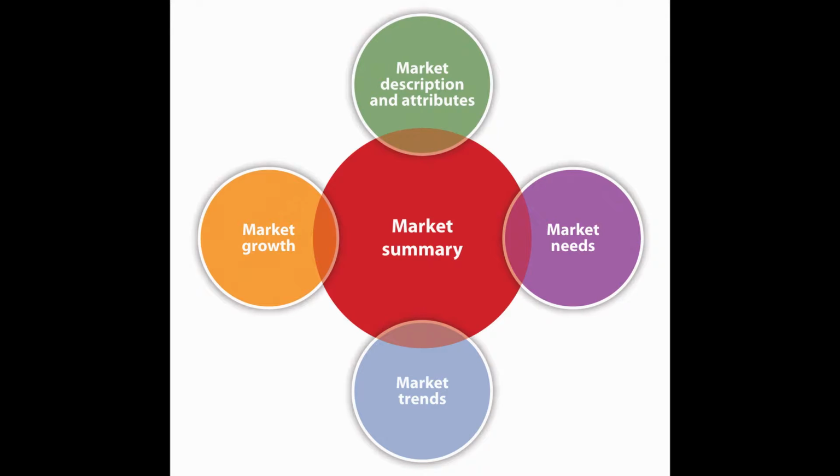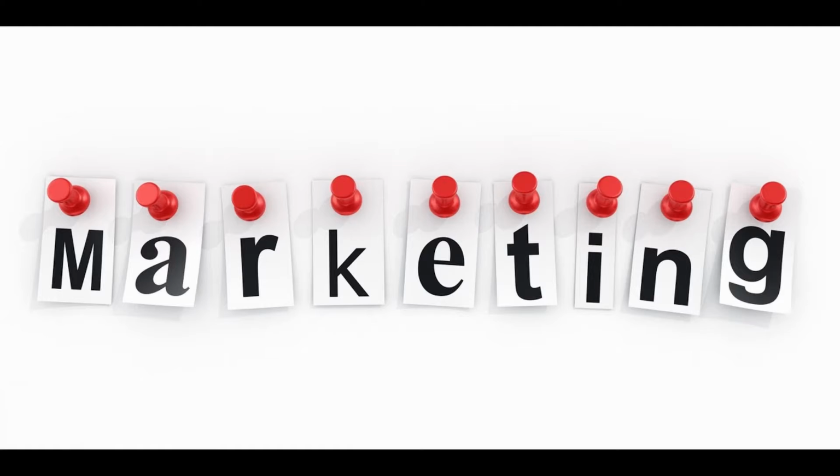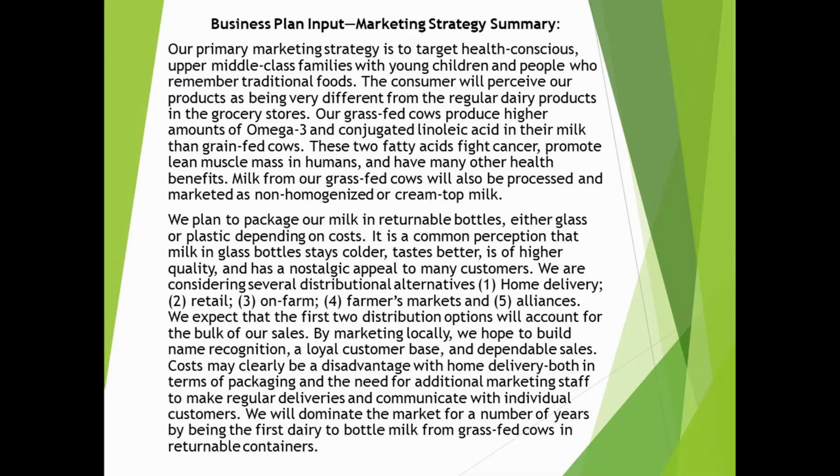Now let's write down a strategic marketing summary. Here is an example from one of my customers that you can refer to. Our primary marketing strategy is to target health-conscious, upper-middle-class families with young children and people who remember traditional foods. The consumer will perceive our products as being very different from the regular dairy products in the grocery stores. Our grass-fed cows produce higher amounts of omega-3 and conjugated linoleic acid in their milk than grain-fed cows. These two fatty acids fight cancer, promote lean muscle mass in humans, and have many other health benefits.